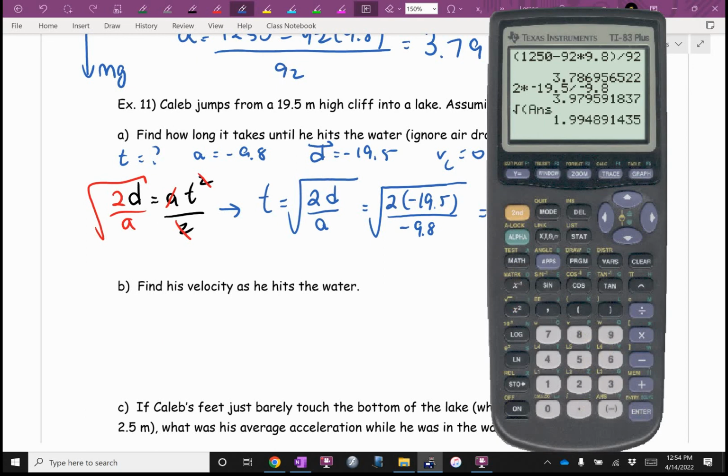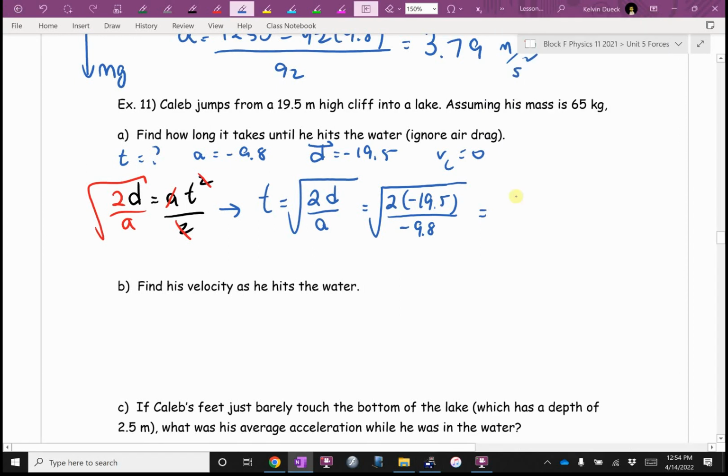Yeah, 1.9948. I'll write down 1.99, but I'll store this on my calculator. That's a fair bit of free fall. That's pretty much 2 seconds of free fall time. This is a pretty intense cliff jump. 19.5 meters is fairly high. Cohen, does that work okay?